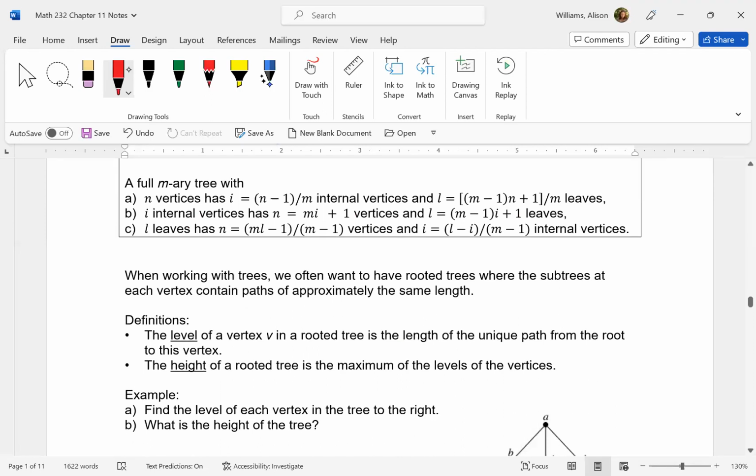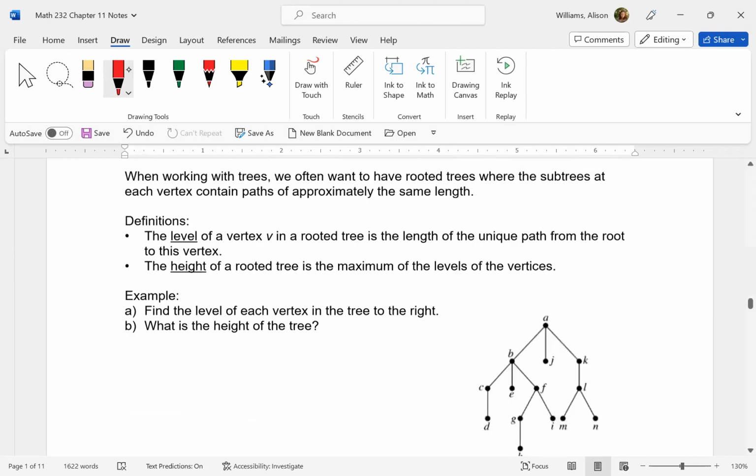One thing we do want to understand is some more language where we talk about level versus height. So the level of a vertex V in a rooted tree is the length of the unique path from the root to this vertex. All right. So we're talking about how we path up to the top. And then the height is the maximum of the levels for the vertices. Let's look at this by example.